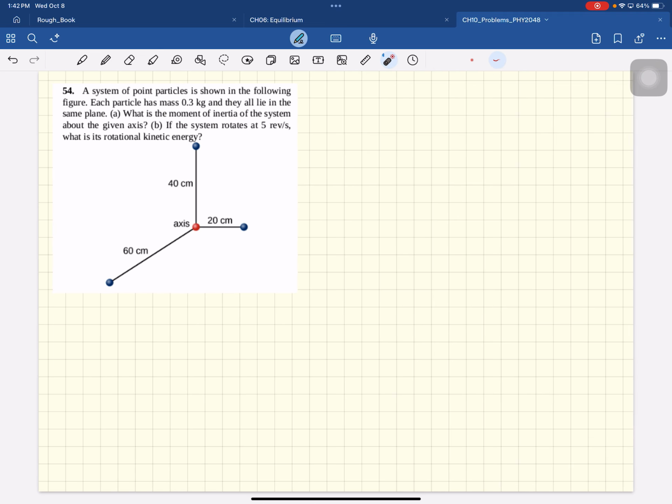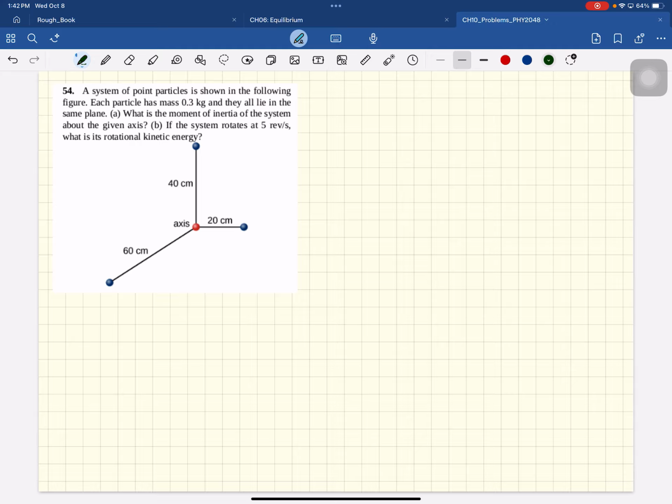All right, so this problem shows a system of point particles in the following figure. Each particle has mass 0.3 kg, and they all lie in the same plane. What is the moment of inertia of the system about the axis given? So here's the axis, and this axis is perpendicular to the plane, so it's coming out of the paper. If the system rotates at 5 revolutions per second, what is the rotational kinetic energy?